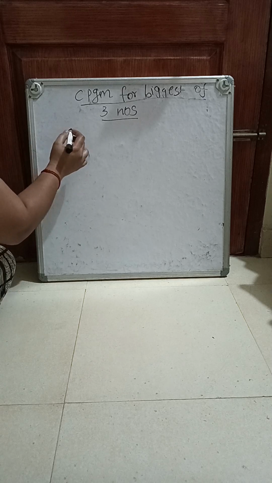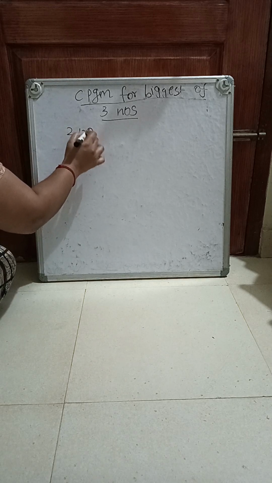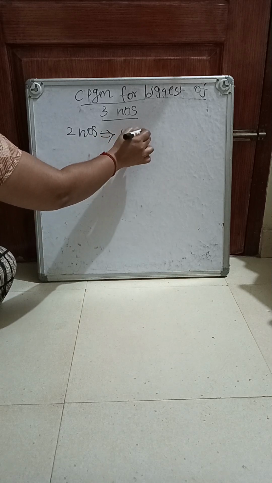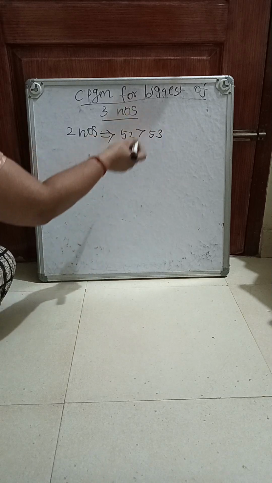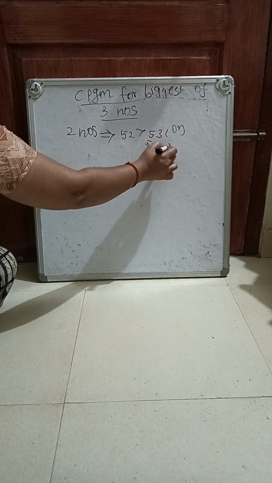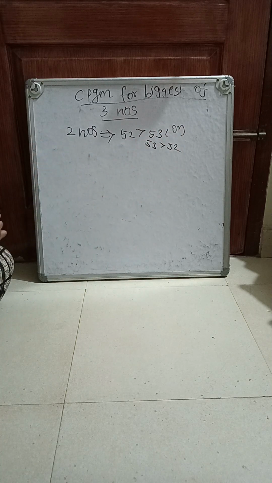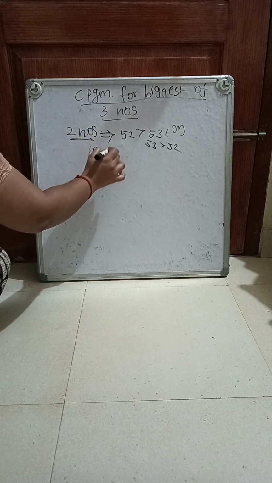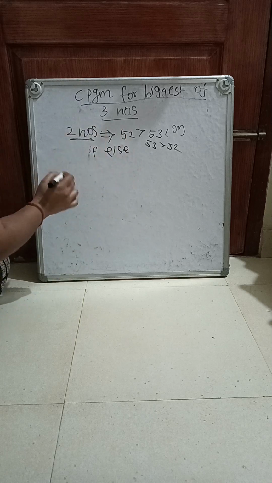Hi friends, in the last video I compiled the program for finding the biggest of two numbers. In that program I took two numbers and made a comparison, whether 52 is greater than 53 or 53 is greater than 52. In that way, we found the biggest of two numbers using an if-else statement alone.